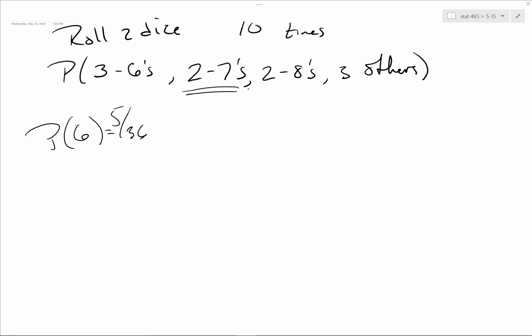What about a 7? How many ways can you get a 7 on 2 dice? So let's start off. 1 and 6. 6 and 1. 2 and 5. 5 and 2. 4 and 3. 3 and 4. There's 6 out of 36. By the way, 7 is the most likely thing to happen on 2 dice.